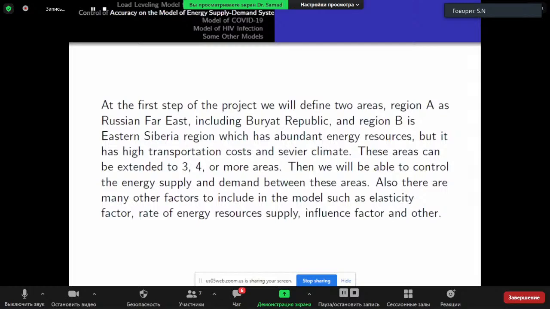Again, also we can extend this model, for example, for 3 areas or more areas, and maybe between 2 different countries or 2 or 3 different countries. We can look at this model.